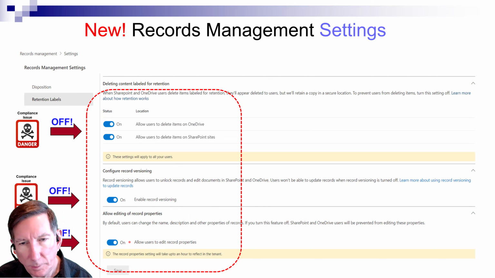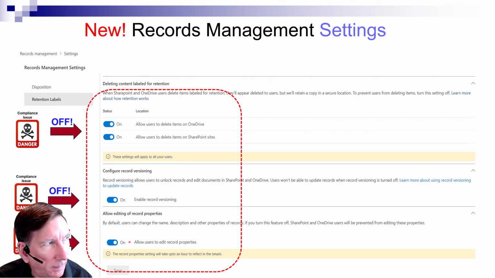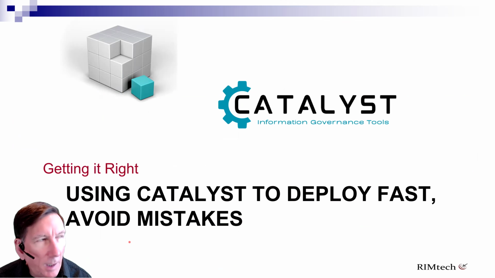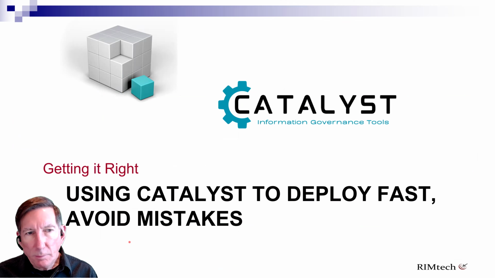I don't know what they're up to. I don't know what to tell you. But I do know that as of this moment, as of today and this recording, no matter what you set this to, you can still edit the metadata. So that's a bit of an unknown factor here, for me anyway. So that's it. That's everything I wanted to talk to you about record versioning.